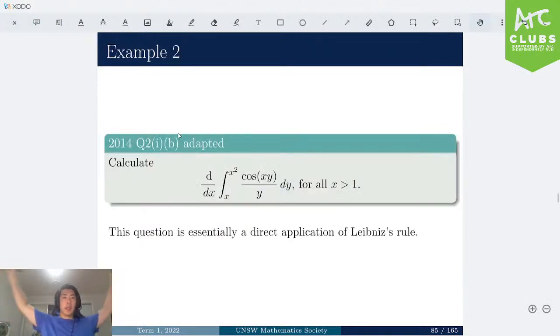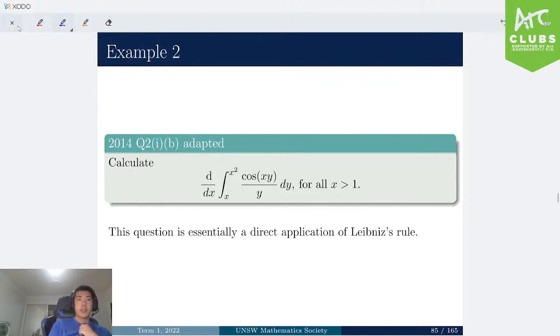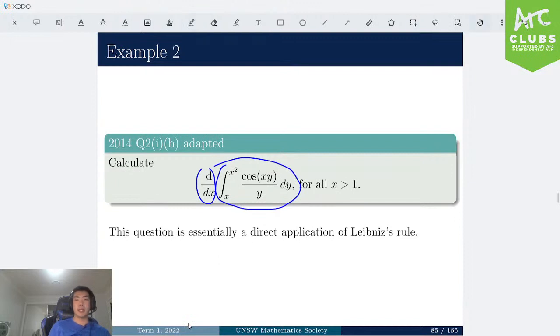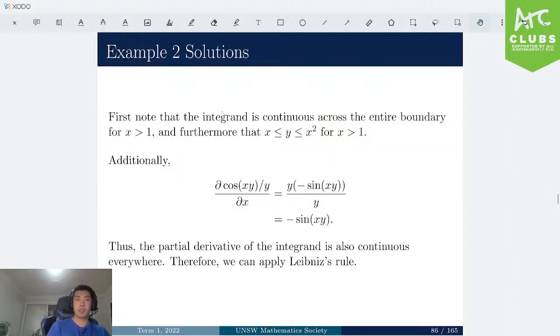Okay, so calculate d/dx of this integral here from x to x squared of the function cos(xy) over y dy for all x greater than 1. This question is essentially a direct application of Leibniz's rule. Whenever you see something like this where you have a derivative of an integral, you pretty much instantly resort to thinking, okay, it has to be either Leibniz's rule or differentiation under an integral sign. So let's first check the conditions to make sure that we can apply Leibniz's rule. Firstly, we have that the integrand, cos(xy) over y, is continuous across the entire boundary for x greater than 1.